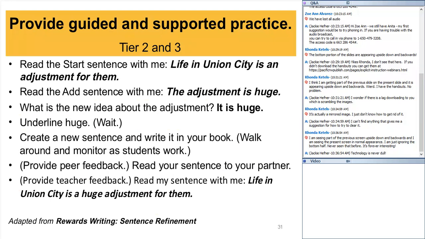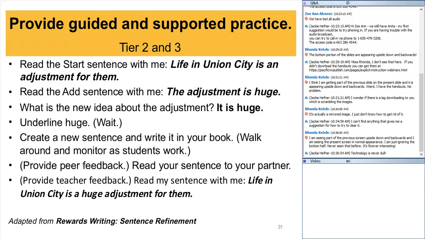So in a we do it, you guide the students by often telling them the step and having them do it, telling them the step and having them do it. And so here, be my students, read the start sentence with me, everyone. Life in Union City is an adjustment for them. Read the add sentence with me, go. The adjustment is huge. So what is the new idea about the adjustment? It is, everyone, huge. Good, underline huge. Now, create a new sentence and write it in your book.